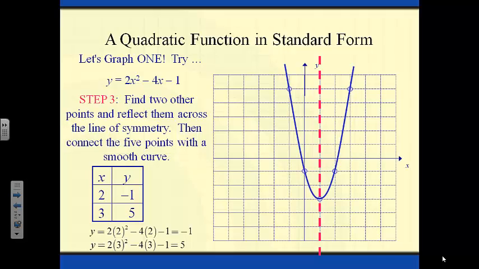Since the axis of symmetry was at x equals 1, I chose x equals 2 and x equals 3 for my other 2 points, plugged them into the equation to find the y values, put them on the graph, and then I reflected them across the line of symmetry, the axis of symmetry, and connected the 5 points into a nice smooth curve, and there you go. So, 2 different methods for graphing quadratic functions, and hopefully you got that and you remember that from Algebra 2.